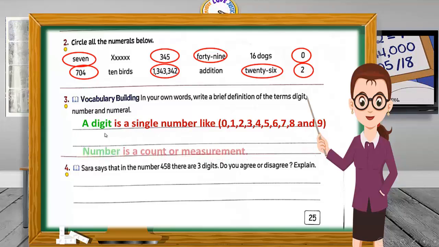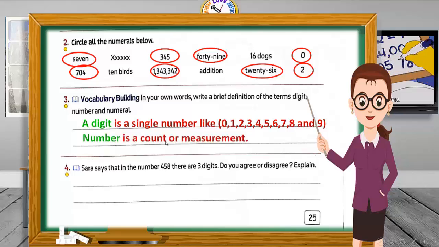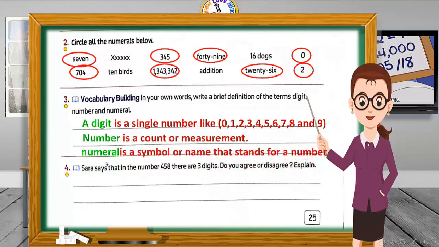Okay? What is a number? A number is a count or measurement. What is a numeral? A numeral is a symbol or name that stands for a number. Next question. Sarah said that in the number 458, there are 3 digits. Do you agree or disagree? And explain why. Who can answer now?